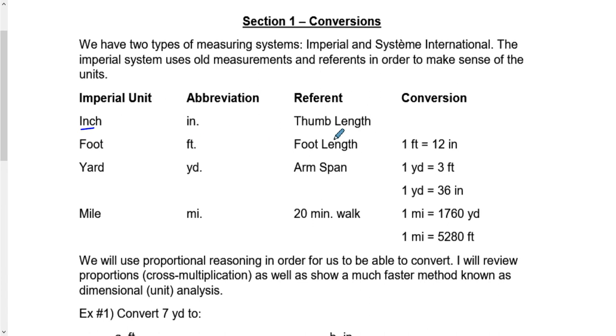Same thing with the foot. It's your foot length. Well, you can't say that one person's foot is the exact same size as the other person's foot. Or a yard. The arm span. Well, that's still not. Or a mile is a 20-minute walk. So the references are just kind of a rough approximation, but they are based off of very common things.